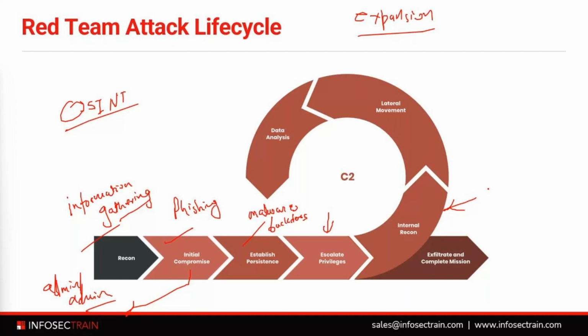Now after internal reconnaissance, we will do lateral movement. Now what is lateral movement? Lateral movement means moving within the network to access additional systems and data, right? So using stolen credentials, or by exploiting trust relationships, or leveraging internal network protocols, I will laterally move to different devices in the network. Once you are moving from one system to another, you should know where to move, right?